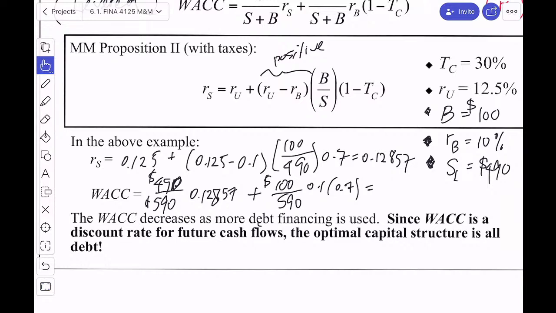You have to remember that the investor in a levered firm, for higher and higher amounts of debt, all the way to the highest, the optimal would be 100% debt. So the shareholder disappears. The investor in the firm becomes a bondholder.